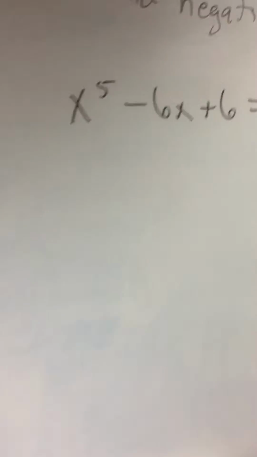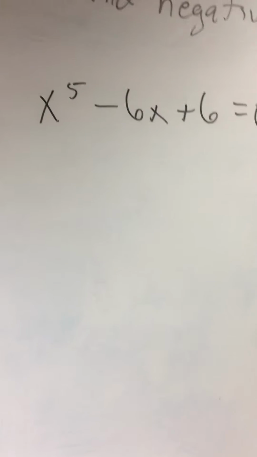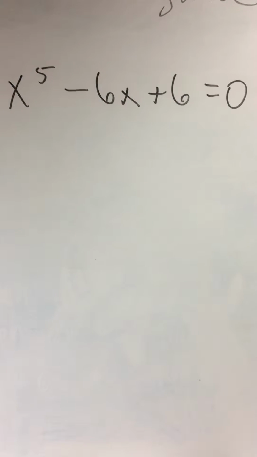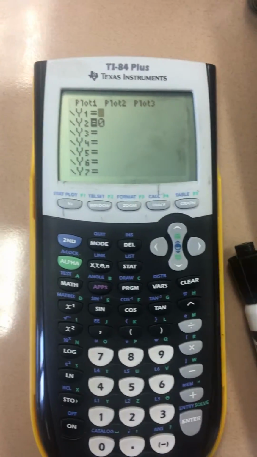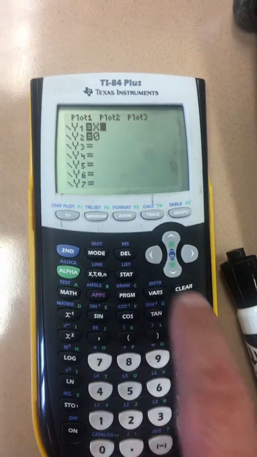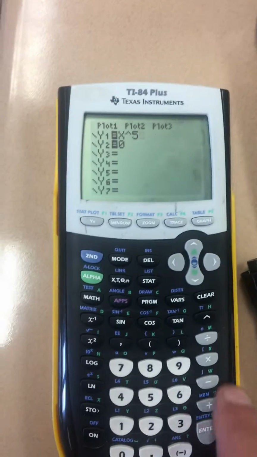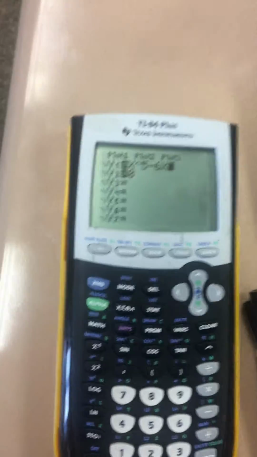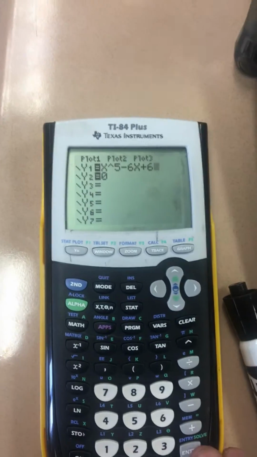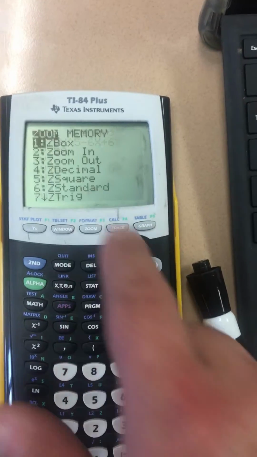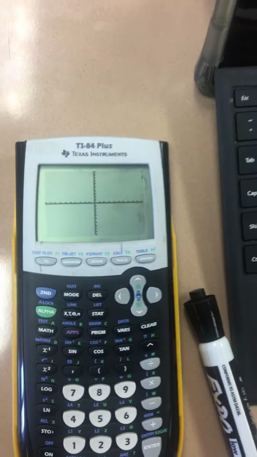All right, so let's take a look at one last problem. Let's do one more where it equals 0: x to the fifth power minus 6x plus 6 equals 0. I'm going to go on ahead and enter that in. I'm going to hit my y equals and clear out that earlier problem. My y2 is good. I don't have to clear that out because that's 0, isn't it? So x to the fifth power minus 6x plus 6 is my y1. There's my y2. I'm going to hit zoom 6, and that's just a standard window.